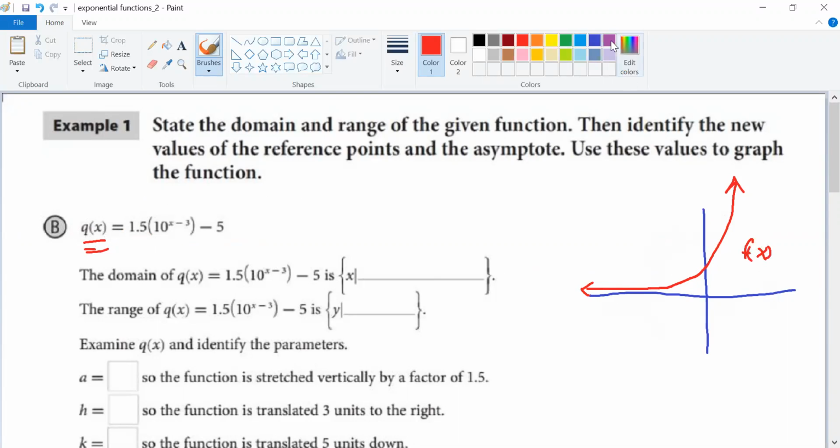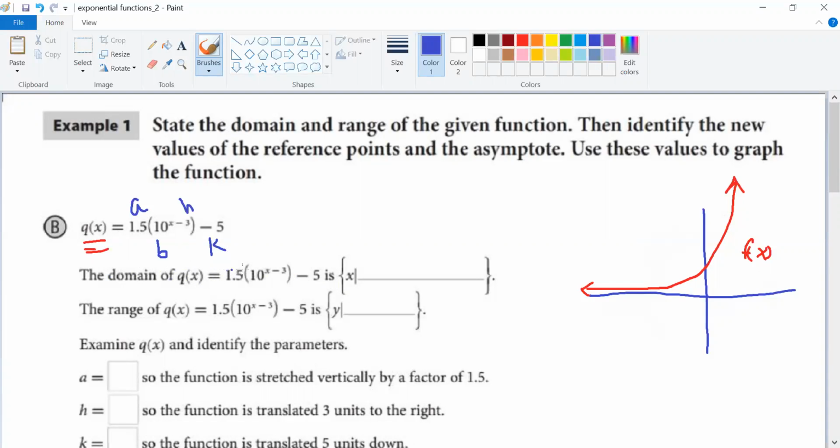Let's just identify some of the parameters here that we would see. This is our a value. This is our b value, the 10. In x minus h, the 3 would be h, and the negative 5 would be k. So let's see what this guides us to do.